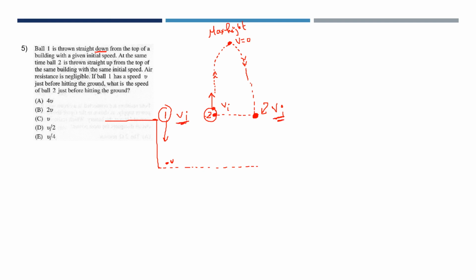So ball number 2 and ball number 1 at the same height, under the same conditions, they both started with initial velocity of Vi. Ball number 1 reached a final velocity of V, which means ball number 2 will also reach a final velocity of V. So C is the correct answer.